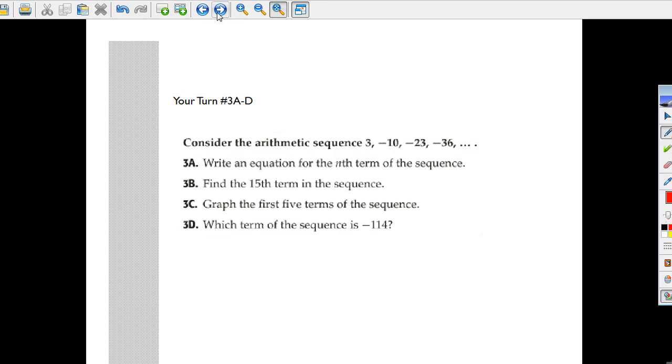Okay, here's your turn, numbers 3a to 3d. Here are your sequences. Write an equation for the nth term, find the 15th term, graph the first 5 terms, and find which term of the sequence is negative 114. It's all the same as the examples we just did together. If you're not sure, you can go back on the video and check. When you're done, come back.